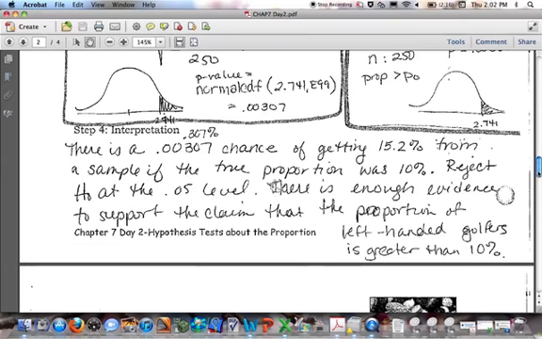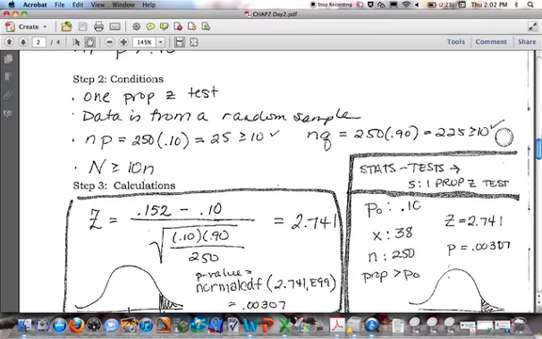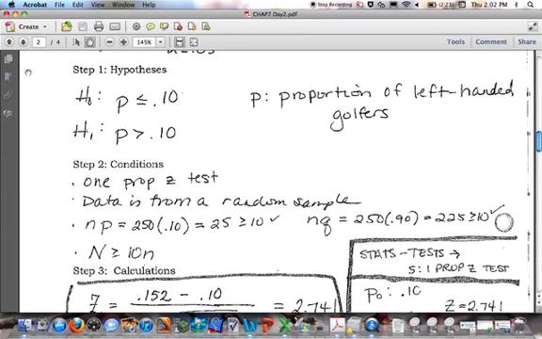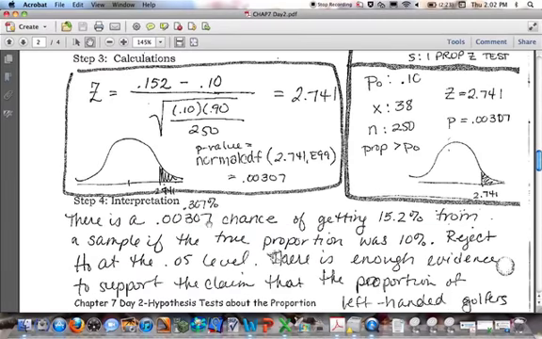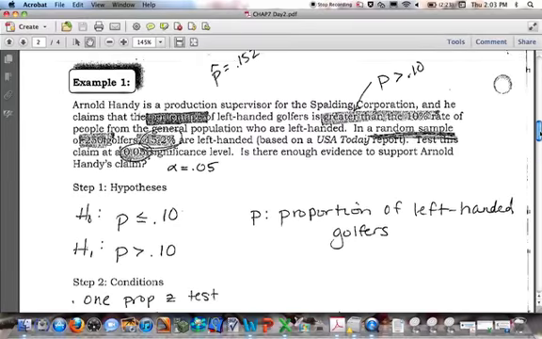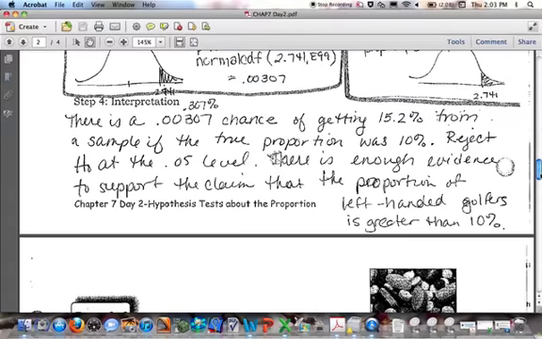To summarize what this says again, this is my probability of getting this p hat, of getting 0.152, if the true value were really equal to 0.1. It's so unlikely that I would get 0.152 if the true value was really 0.1. Since it is so unlikely for that to occur, the true value probably is not 0.1. So I want to reject the null, and I have enough evidence to conclude that the proportion of left-handed golfers is greater than 10%.